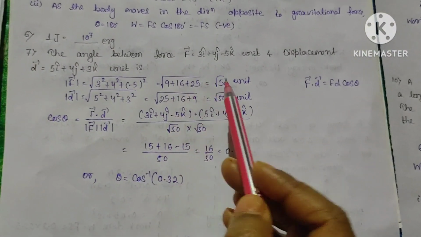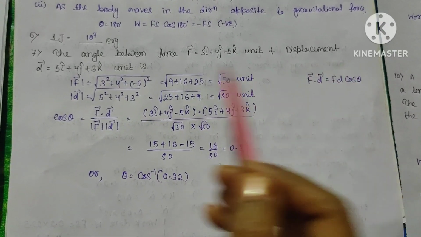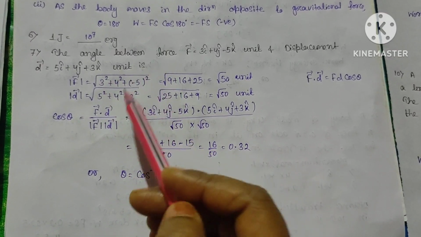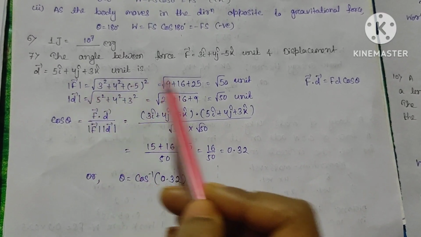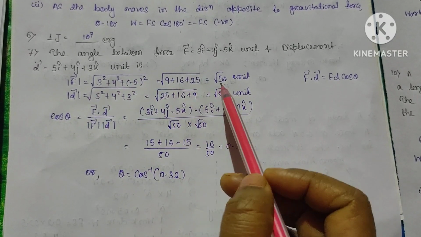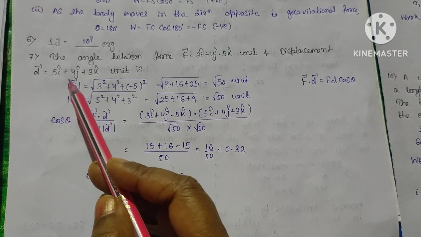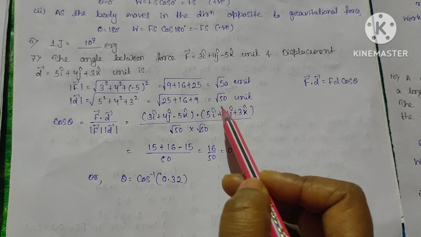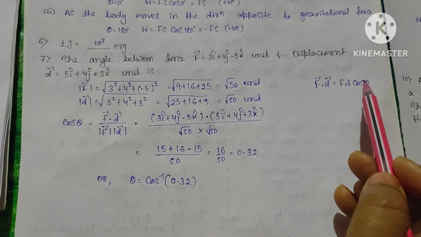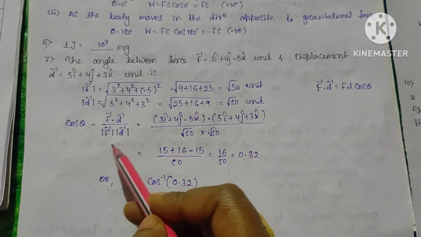Next question is, the angle between force F equal to 3i cap plus 4j cap minus 5k cap unit and displacement D equal to 5i cap plus 4j cap plus 3k cap unit is? So here the magnitude of force equals root over 3 square plus 4 square plus minus 5 square, that is root 50 unit, and the magnitude of the displacement is root over 5 square plus 4 square plus 3 square, that is root 50 unit. As we know, F dot D vector equals Fd cos theta. So cos theta will be equal to F dot D vector divided by the magnitudes of F and D.